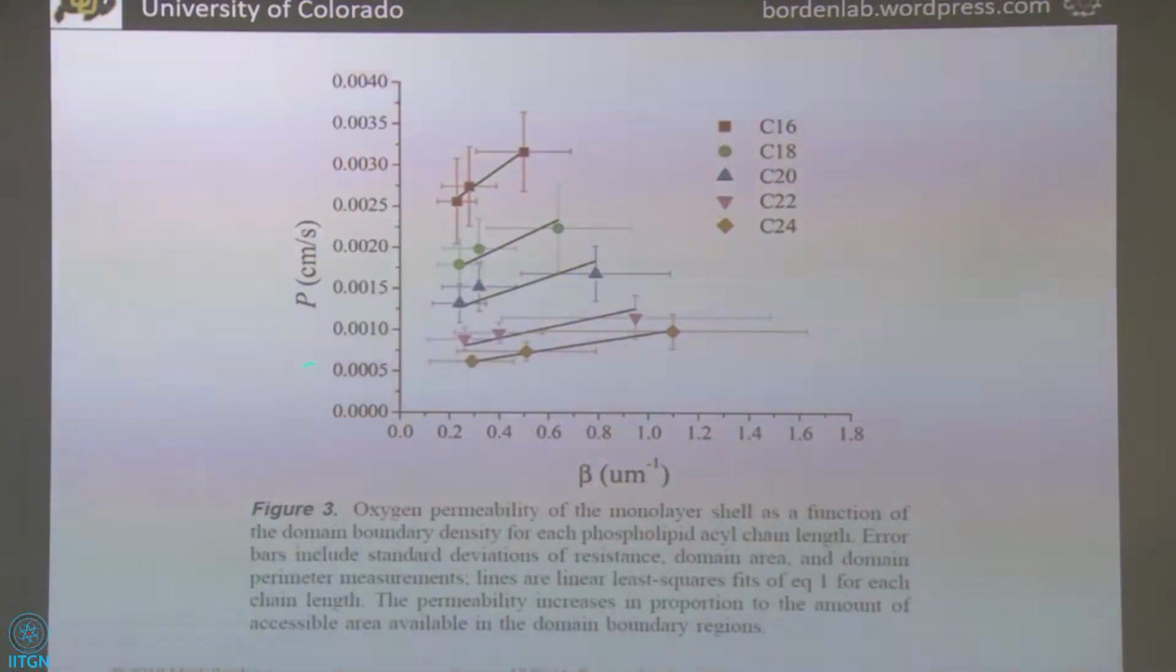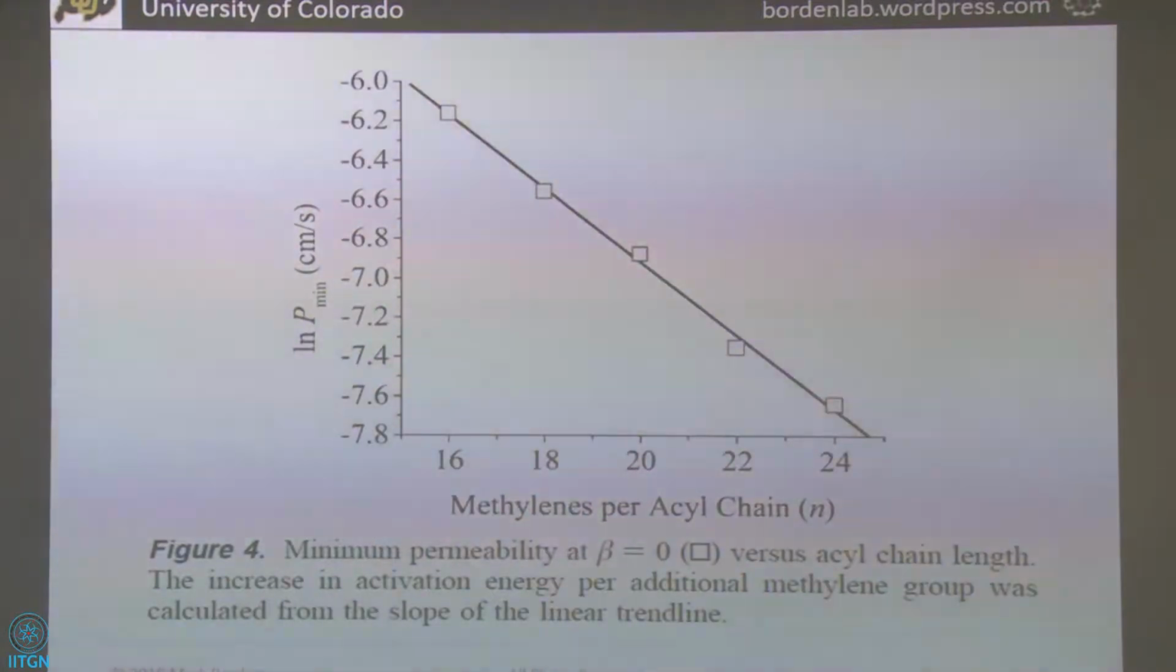If you extrapolate all these curves to zero, trying to imagine a scenario in which defect density becomes negligible, so it's just a nice uniform monolayer without defects, we get a nice linear plot when we plot acyl chain length versus the natural log of the permeability. So this fit told us that the mechanism for gas permeation through the monolayer is an activation process, an energy barrier model. It's not Fickian diffusion. It's an energy barrier model.